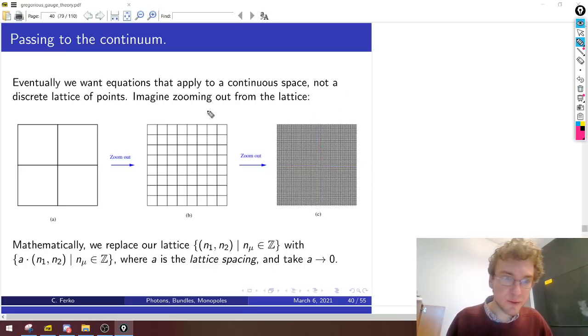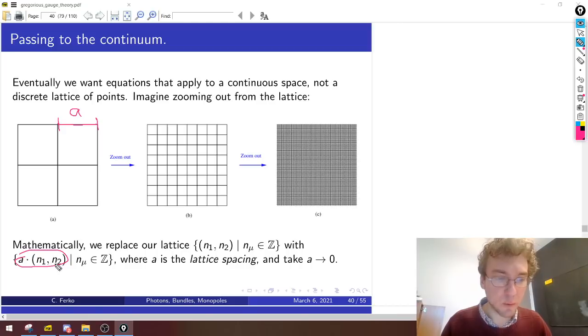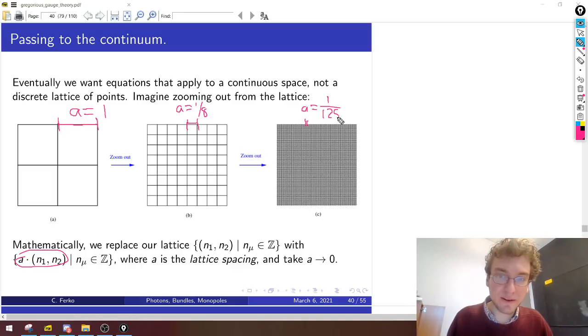So mathematically, how do you do that? You say, well, okay, the distance between adjacent points is not 1 anymore. It's now going to be some distance a, right? So the lattice is now replaced by a lattice of points at a times integer valued ordered pairs. And a is now called the lattice spacing. So for instance, maybe here a is 1, then it goes down to a is an eighth or something, and then here it's very small, a is, I don't know, 1 over 128 or something like that. And eventually we take a to 0.